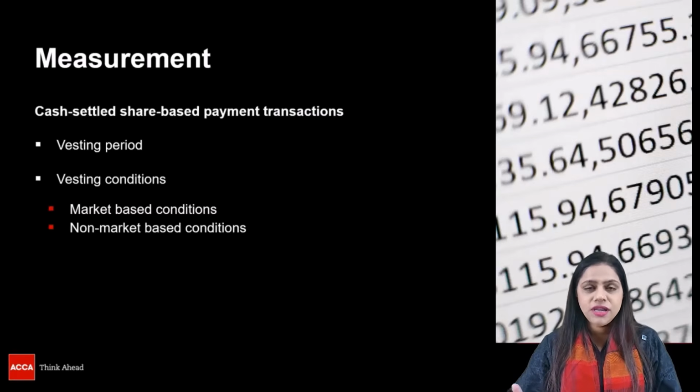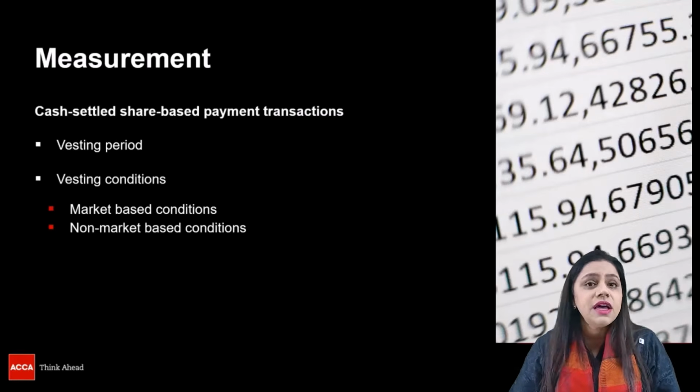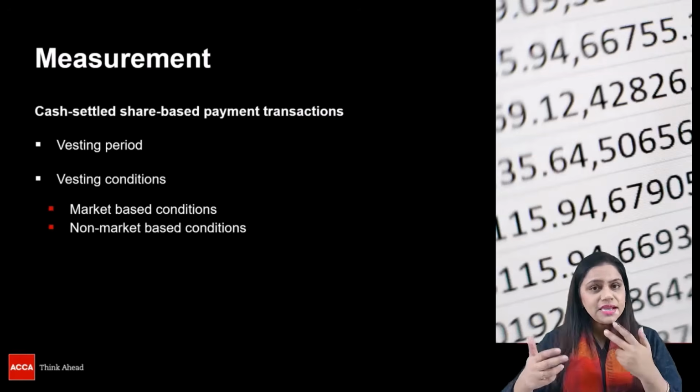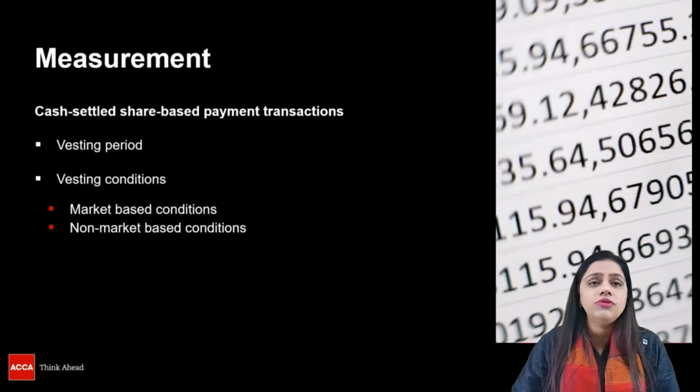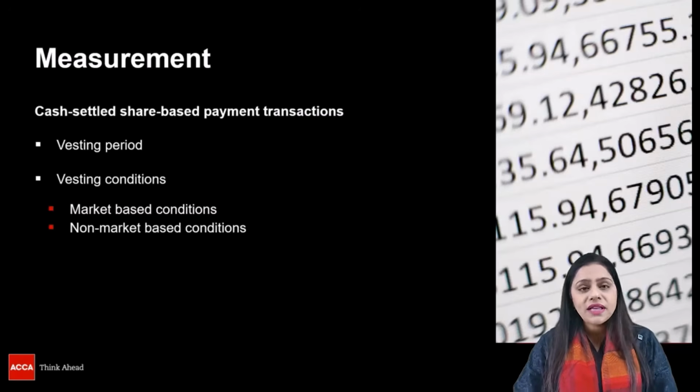So that 3-year time period is called the vesting period, and the condition that I have attached is the vesting condition. Now, vesting conditions can be of two types, which are market-based conditions and non-market-based conditions. Market-based conditions are the ones which are related to the share prices. Non-market-based conditions are the ones which, just like I gave you an example, that an employee needs to stay in my business for 3 years. So these are the two types of conditions. Remember, market-based conditions are already incorporated in the fair value of equity instruments at the grant date, whereas for non-market-based vesting conditions, we need to evaluate at every reporting date.